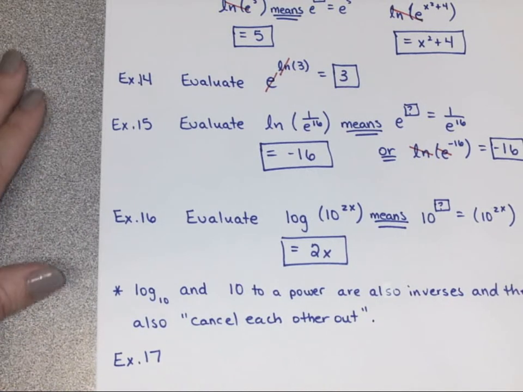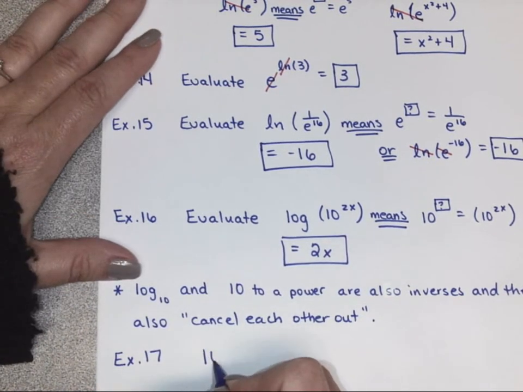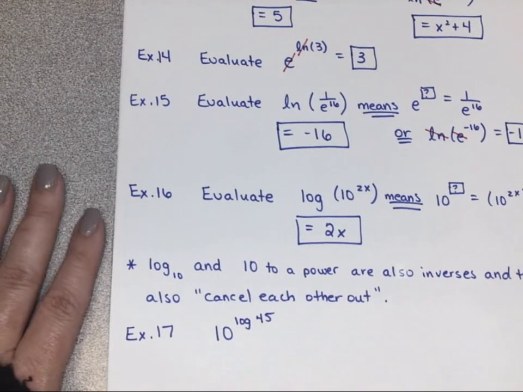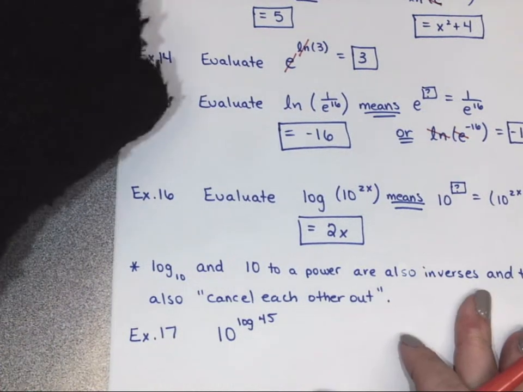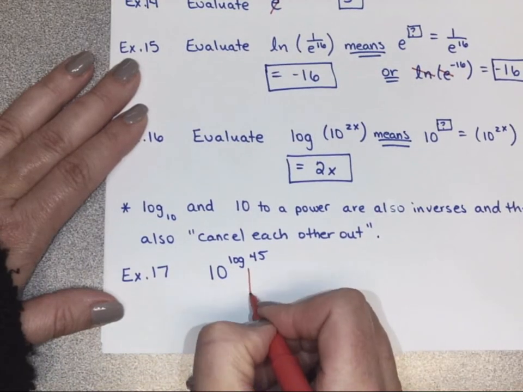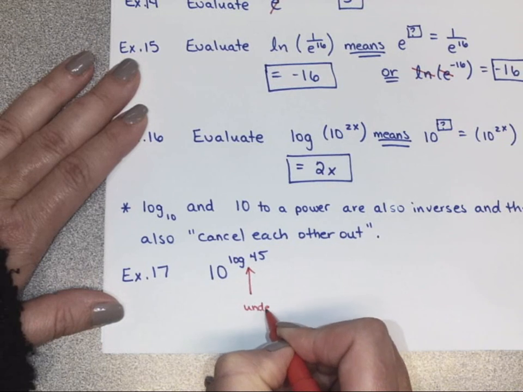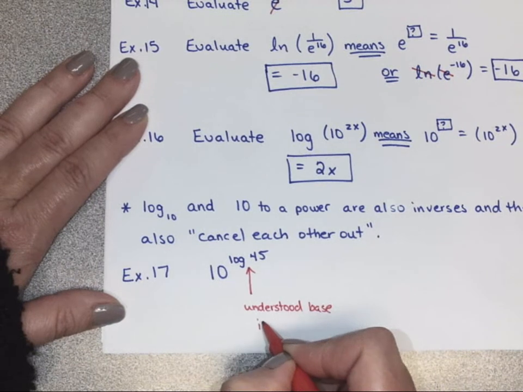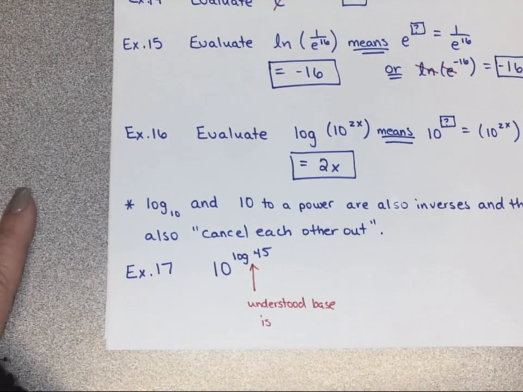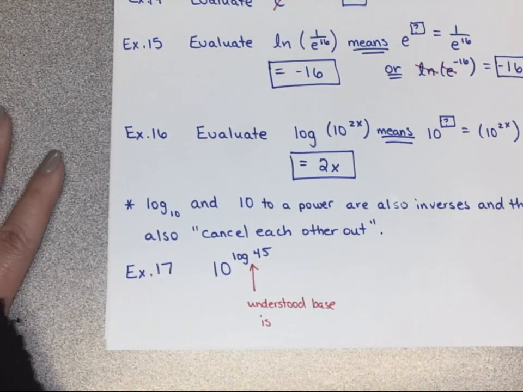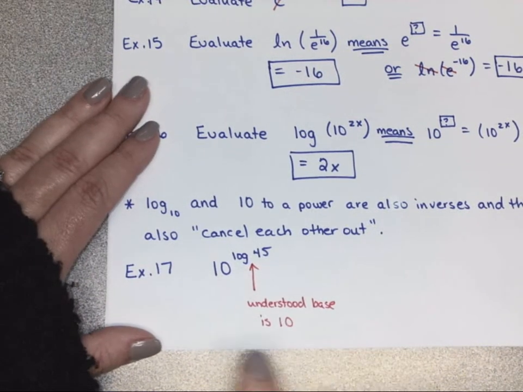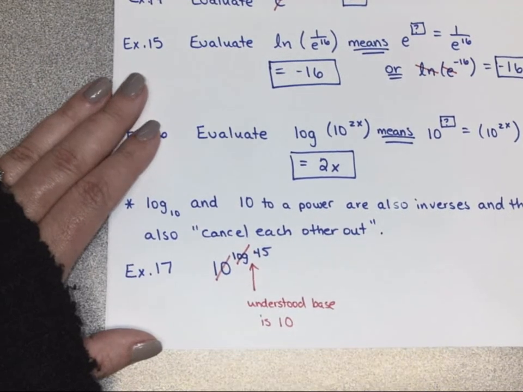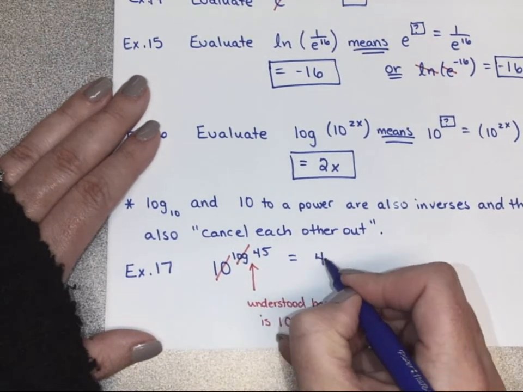So if you're asked to find 10 raised to the log of 45 power, before we do anything else, what's the understood base here? If I don't tell you, what's the understood log base for log? 10. So notice this is 10 to a power and it's the log base 10, so what are these going to do with each other? They're going to cancel each other out, leaving only what number? 45.